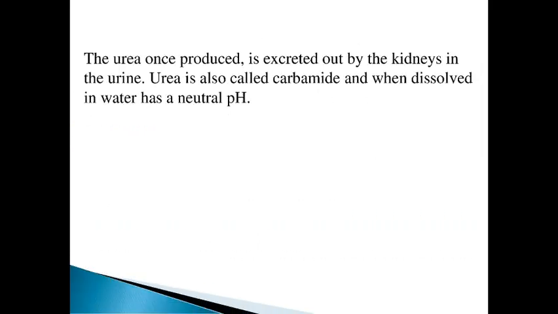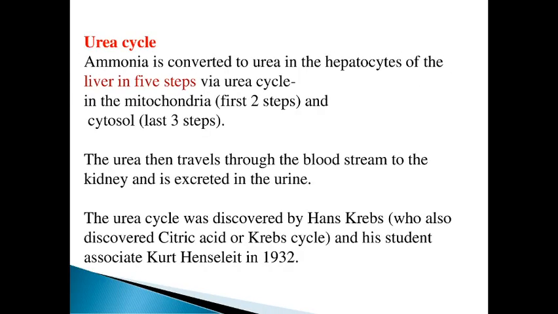The urea once produced is excreted out by the kidneys in the urine. Urea is also called carbamide and when dissolved in water has a neutral pH. Let's see about urea cycle.